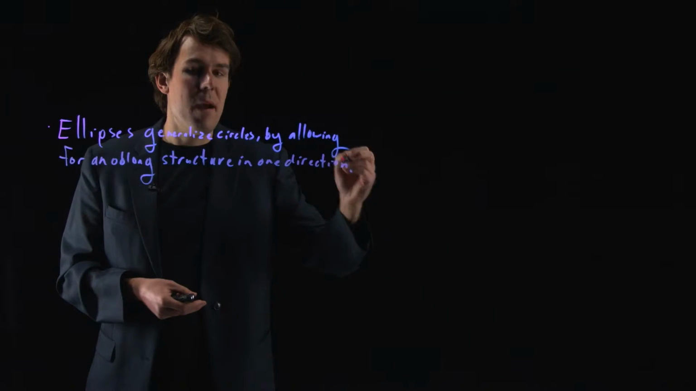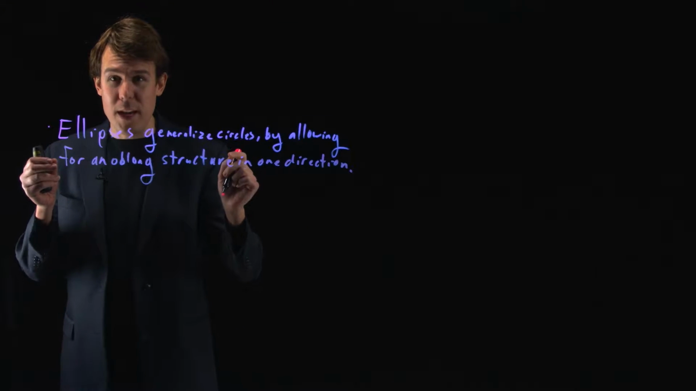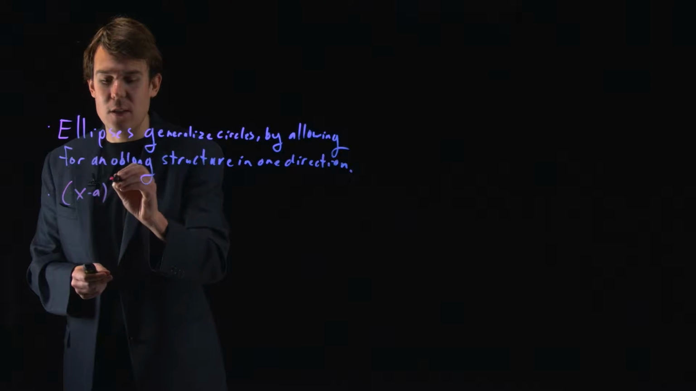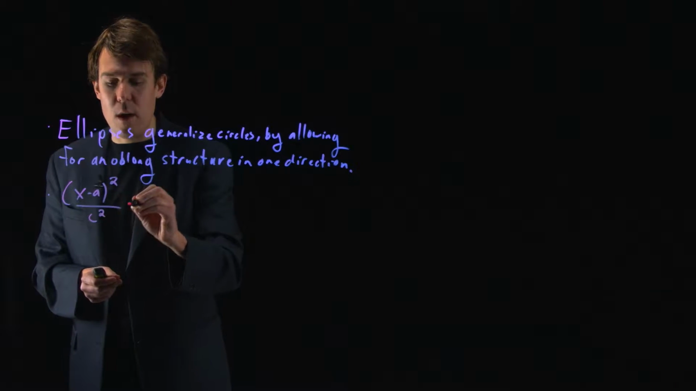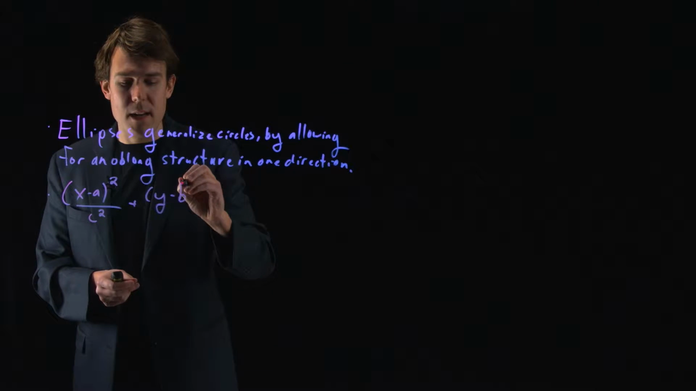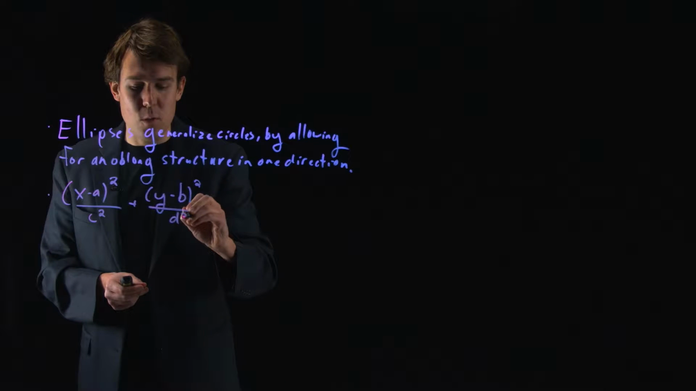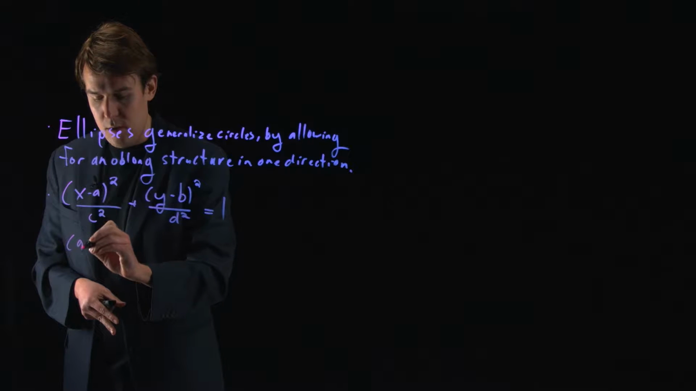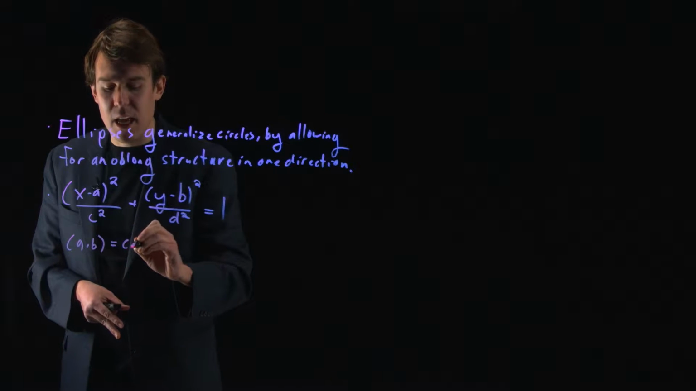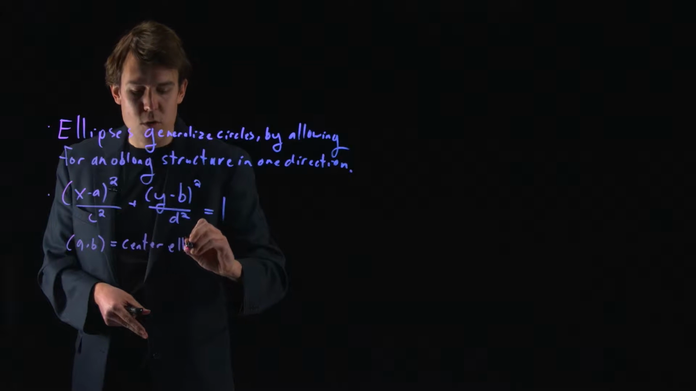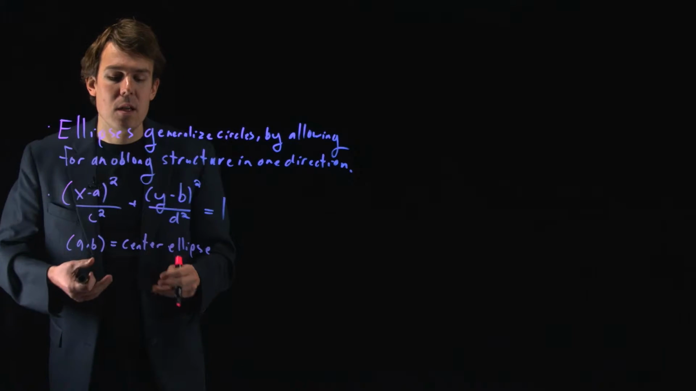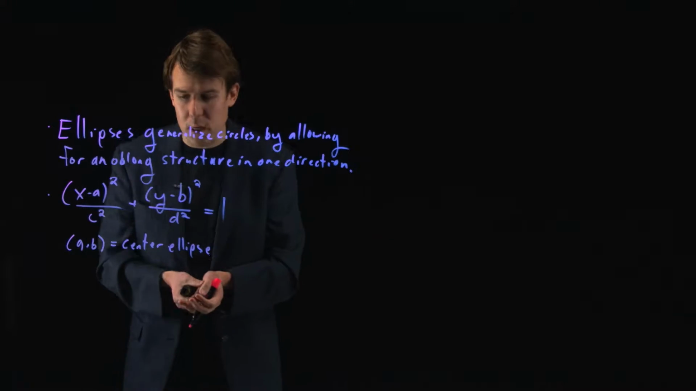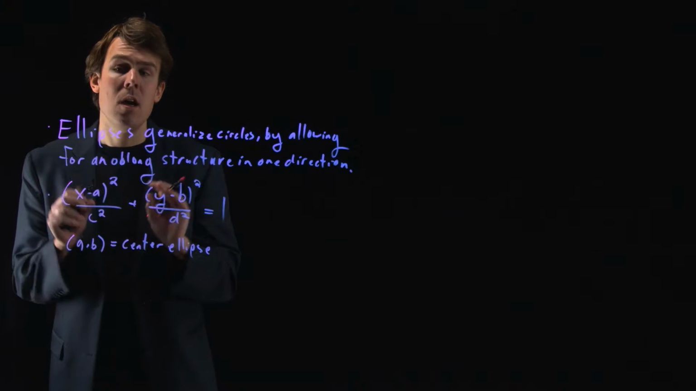So let's give the mathematical formula for ellipses, then I'll relate them to circles. We look at things like (x minus a) squared over c squared plus (y minus b) squared over d squared equals 1. So let's try to interpret this. (a, b) is the center of the ellipse. Just like circles, an ellipse has some sort of prioritized point at the center from which we're going to measure certain quantities. Now, but c and d, what do these mean?